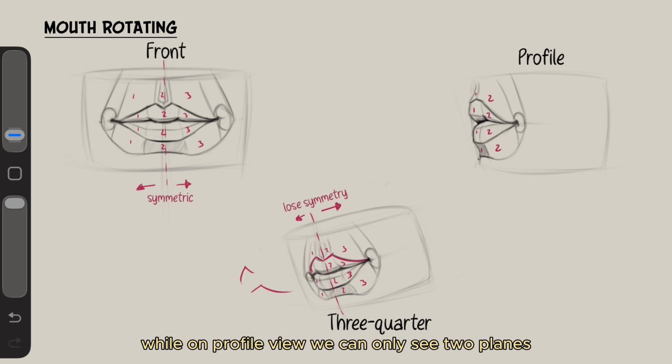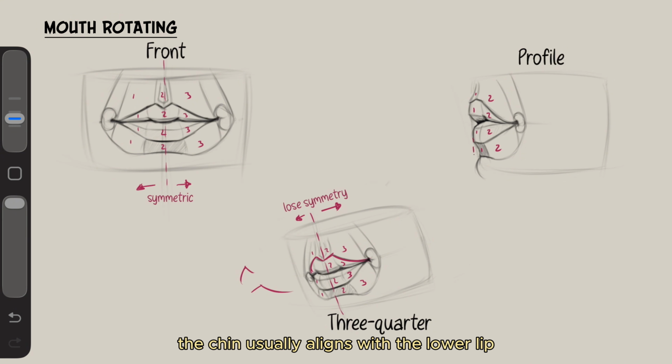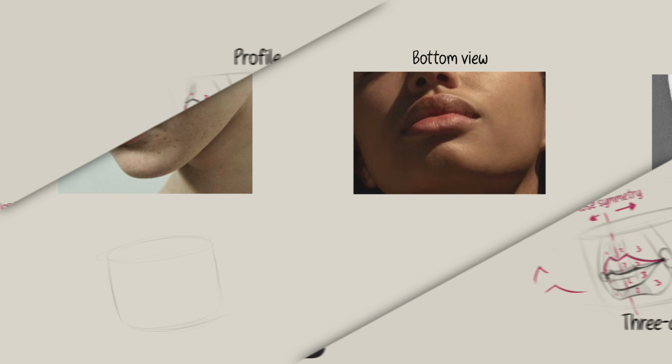While on profile view, we can only see 2 planes, the front and one of the sides. The chin usually aligns with the lower lip, while the upper lip can protrude a bit more than the lower lip. But that's not set in stone, it can vary from person to person.